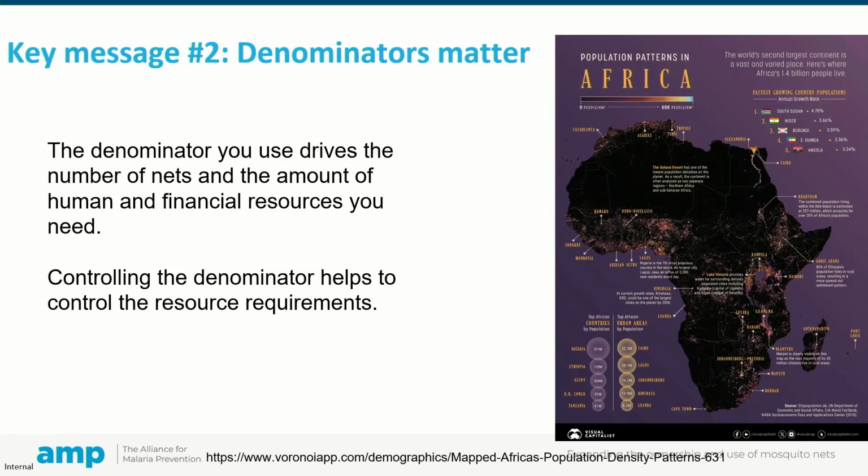Key message 2, denominators matter. Some of you countries in the room are not going to love these examples. The denominator you use, it drives the number of nets and the amount of human and financial resources that you need. I mean, that's clear. I don't think we have a question on this in the room. So if we control the denominator, we can also help to control what we need in terms of resources.